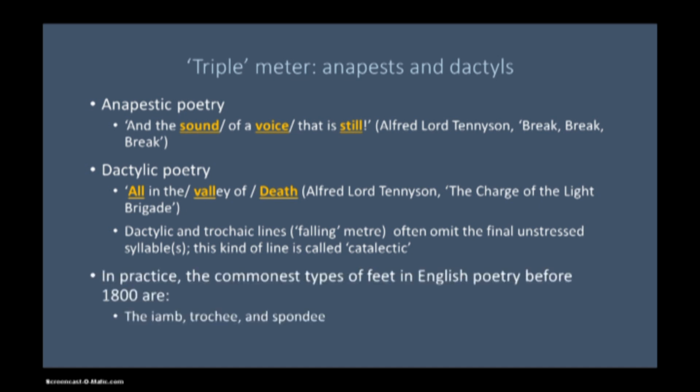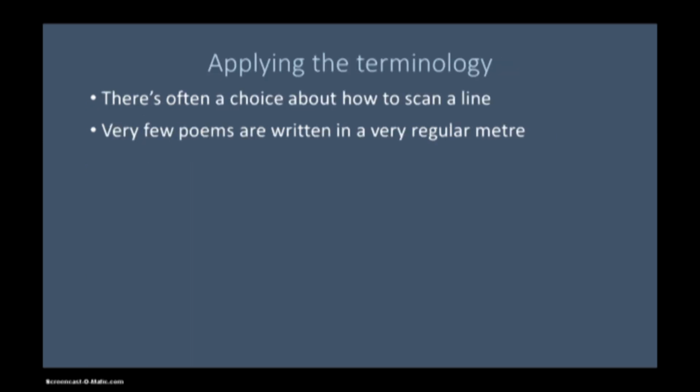However, in practice, for most poetry, certainly that composed between 1500 and 1800, you can get away with focusing on just 3 types of feet, namely the iamb, the trochee and the spondee, the feet of 2 syllables. Let's see about applying this terminology to some actual lines of verse. It's important to remember that whilst there are wrong ways to scan a line, there's often a variety of ways in which lines could be scanned, so there's not necessarily one right answer.